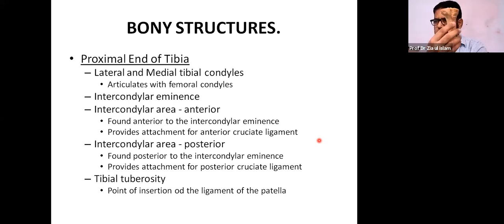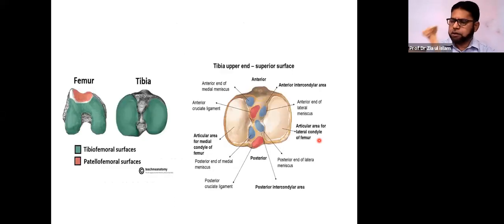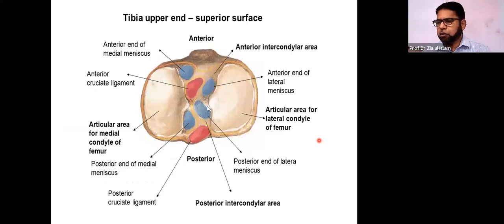Then we have, of course, a tuberosity known as the tibial tuberosity, which gives attachment to the ligament of the patella. This is again a diagram. Now if we share this, this is actually what can be seen from the superior aspect. So we are seeing this on the diagram.